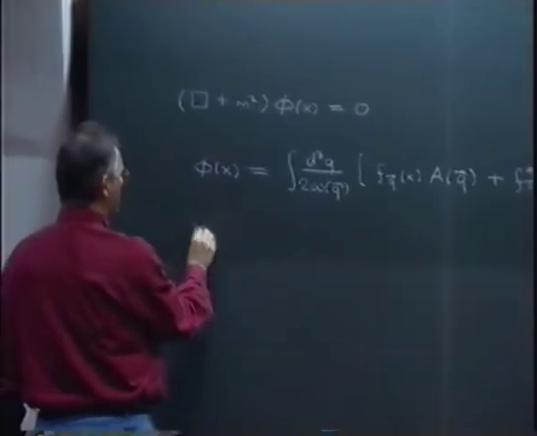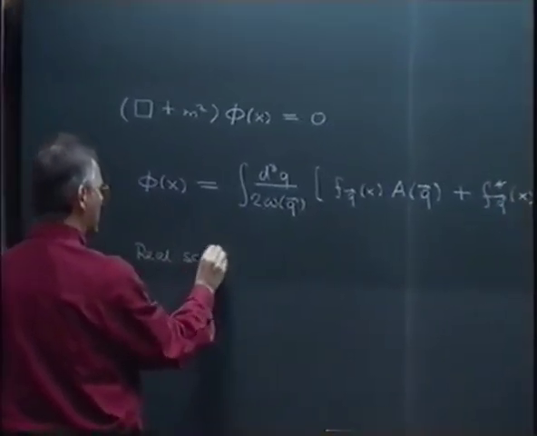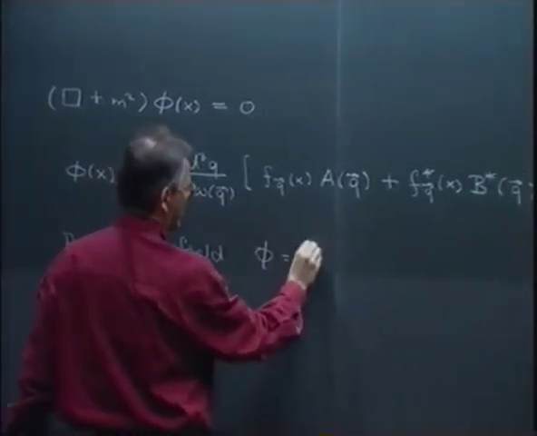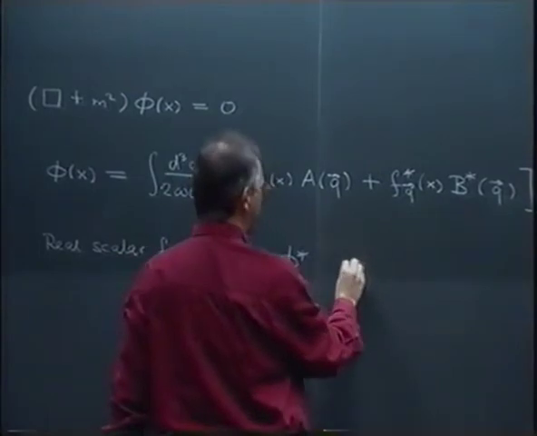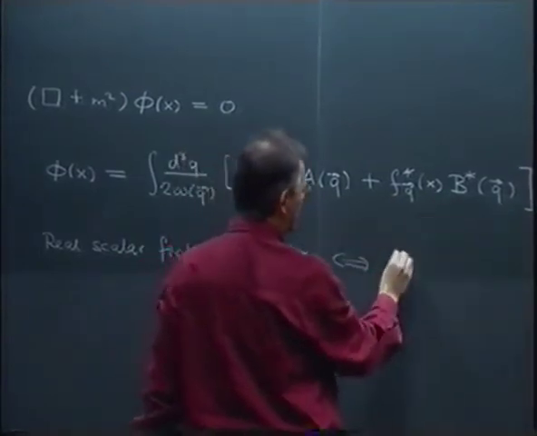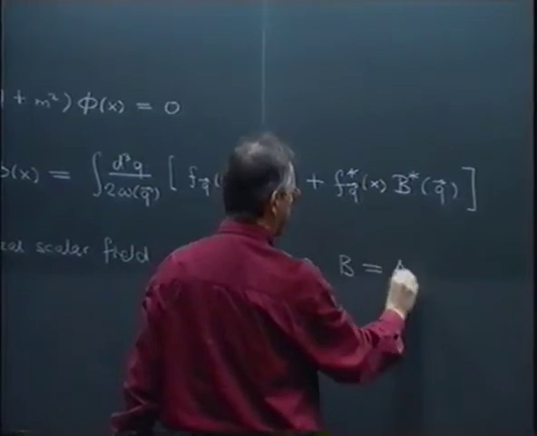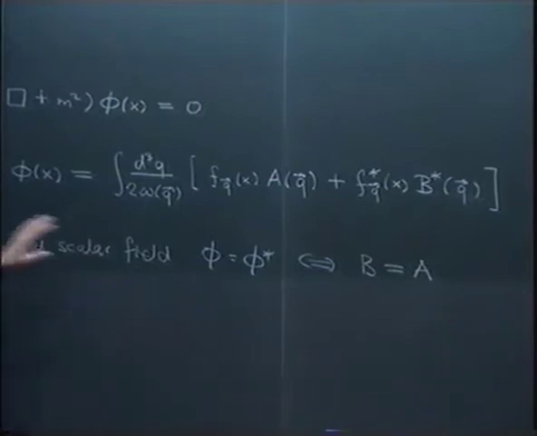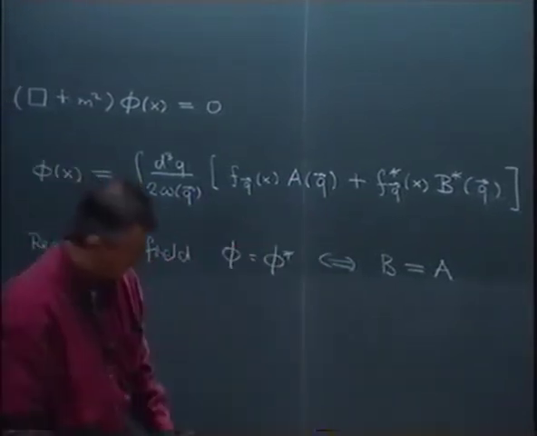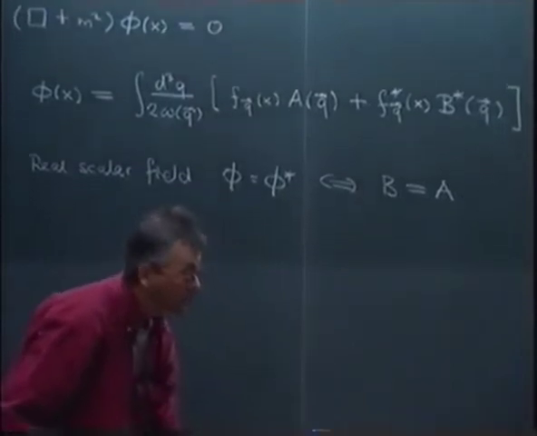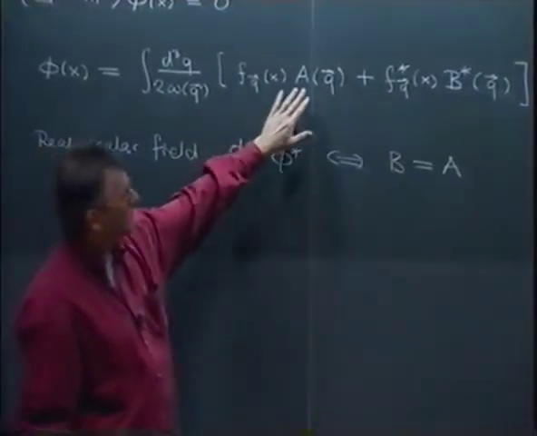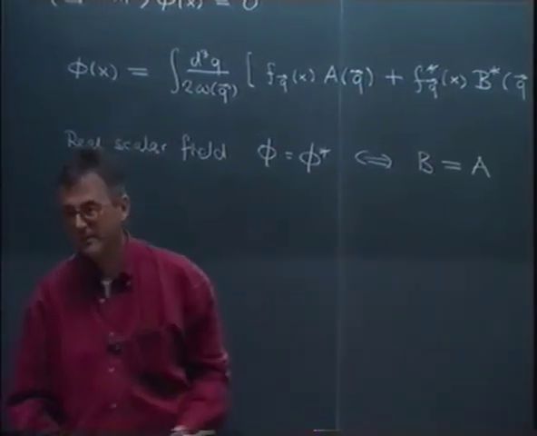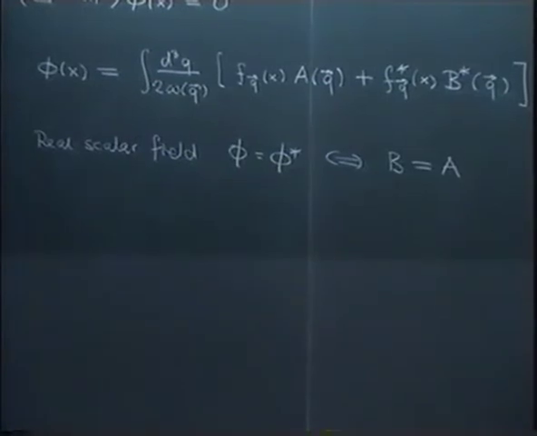And for the real scalar field, we have phi equals phi star. And this is the same as saying that B equals A. So in the following I will most of the time restrict attention to the real scalar field just to save time, because the relations which I'm going to write down for A and B are the same, and I don't want to lose too much time by writing down the same equations.